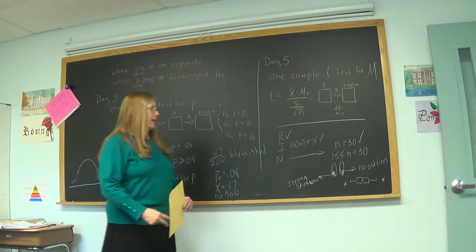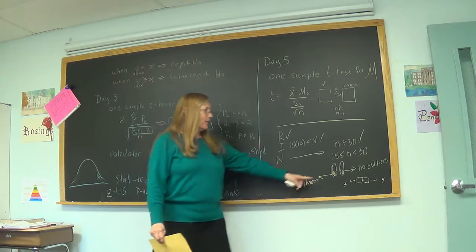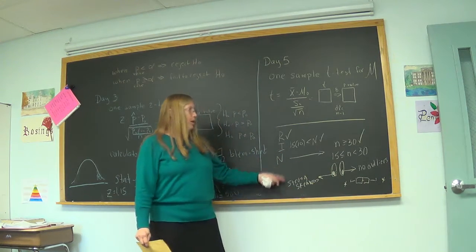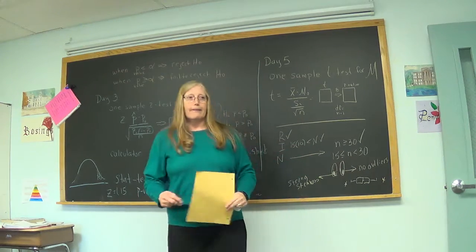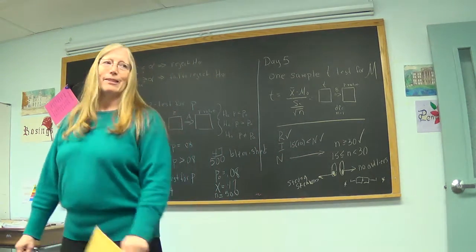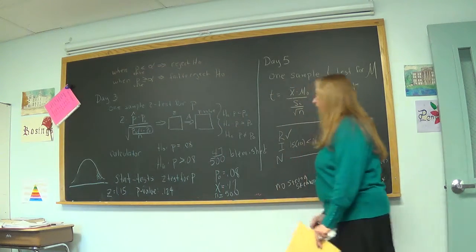So this test is robust as long as there are no outliers and no strong skewness between 15 and 30. So we want strong skewness? We don't want that. We want no outliers and no strong skewness. That's why we're looking for no strong skewness.